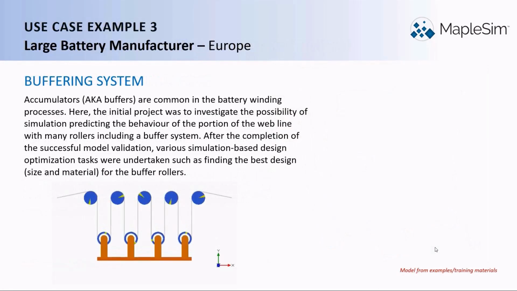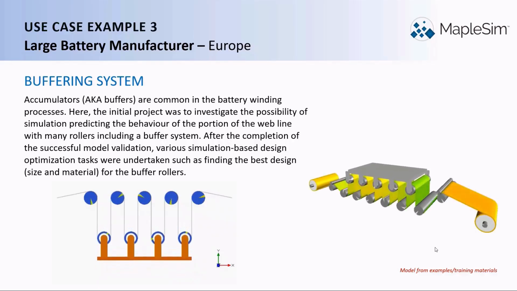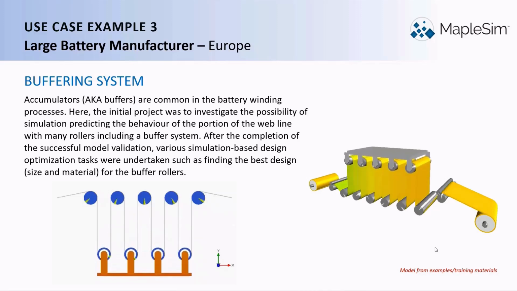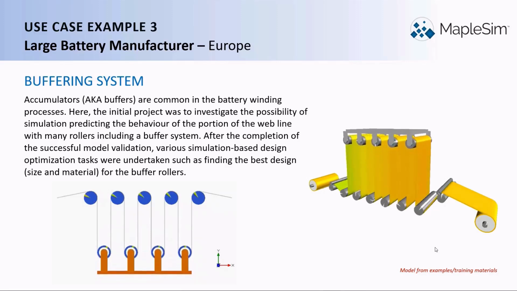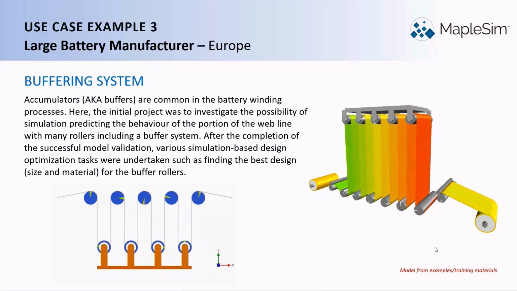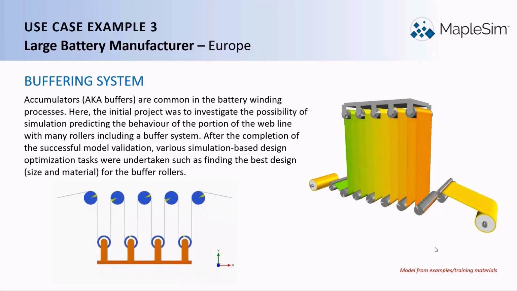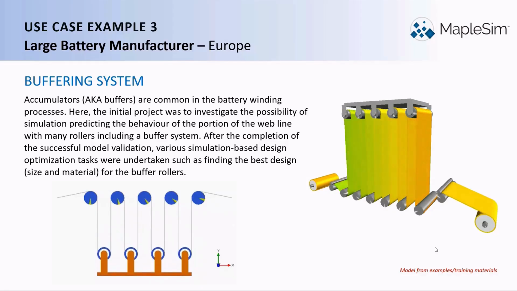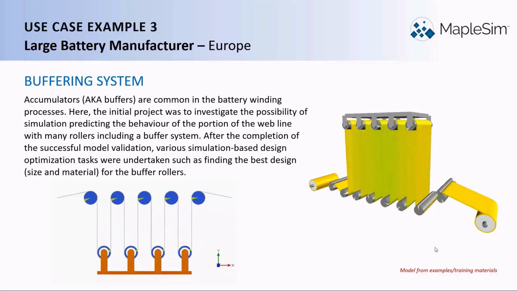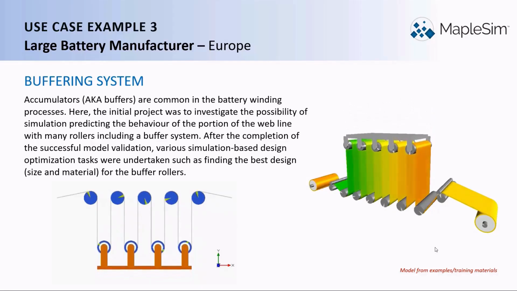Here's another similar case, only in this case it was for buffering systems. They were looking at different styles or kinds of accumulators, so changing the number of rollers and the diameter of the rollers, and they wanted to use simulation to do this optimization. But they first wanted to do a proof of concept to validate that they could get the same kind of results that they saw in the real machines they had tested. They did their validation, found that, and now they're using it to do that optimization I was talking about.